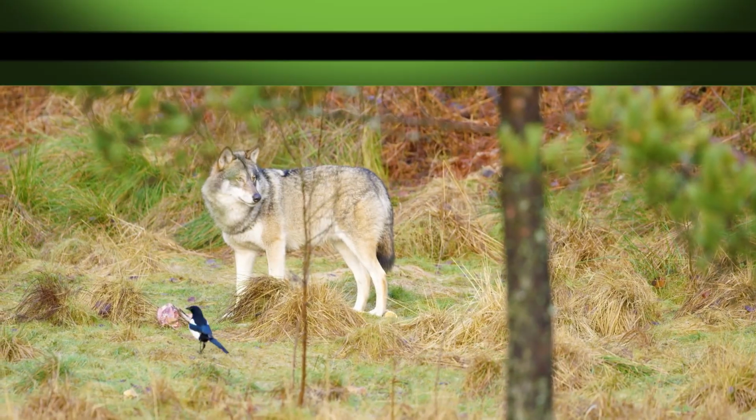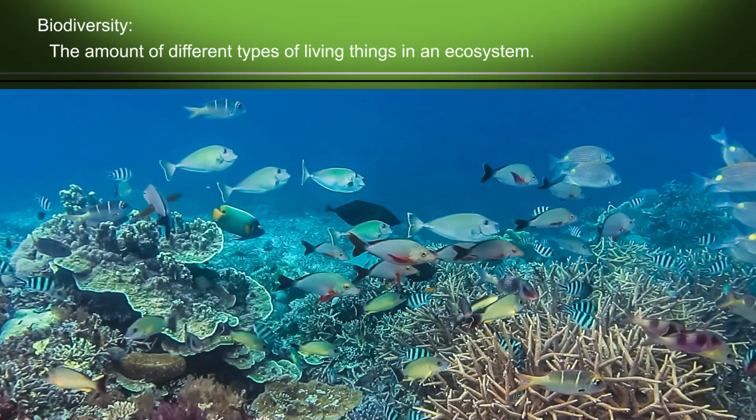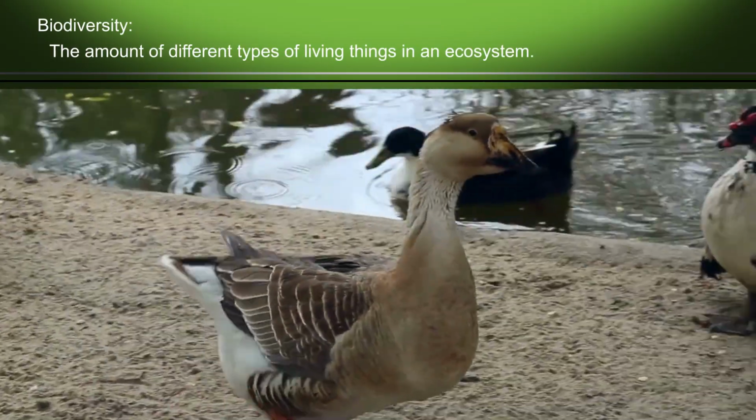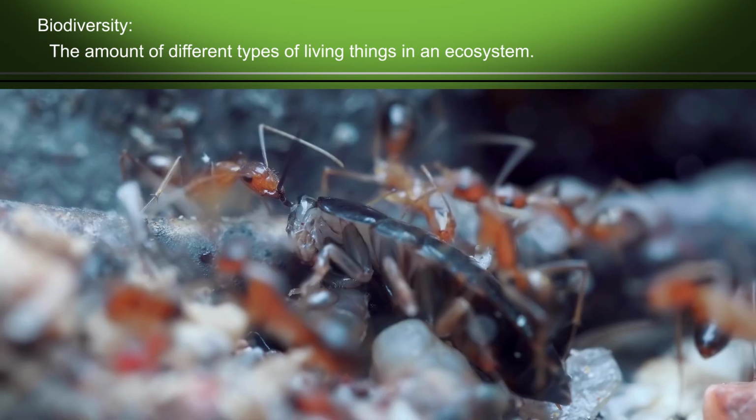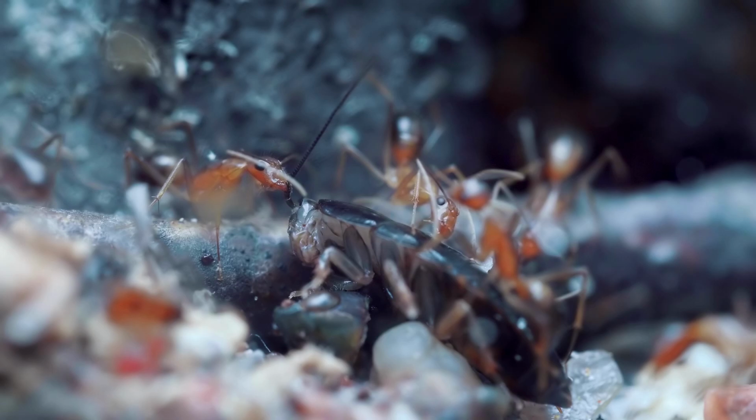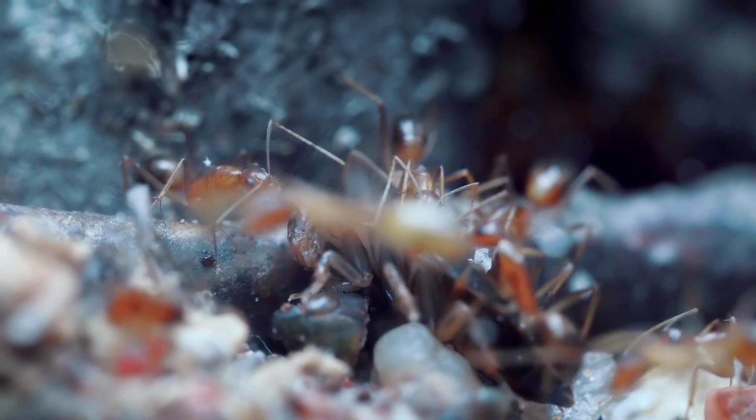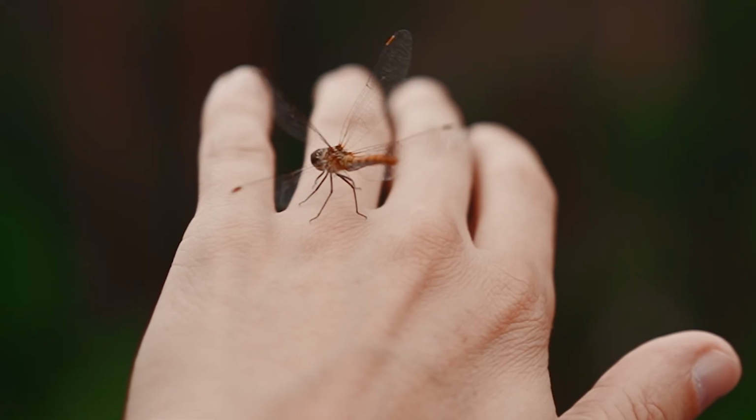So we want there to be a high biodiversity of insects in our ecosystem. We talked a bit about the importance of biodiversity in episode 1 of our series, but essentially, it's the amount of different types of living things within an ecosystem. A high biodiversity of insects means that we have a lot of different types of insects. But can humans impact biodiversity?